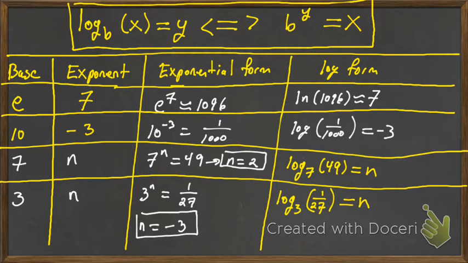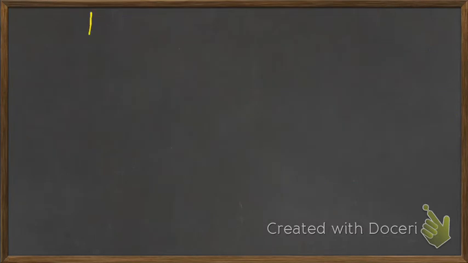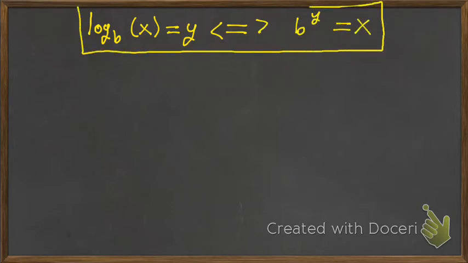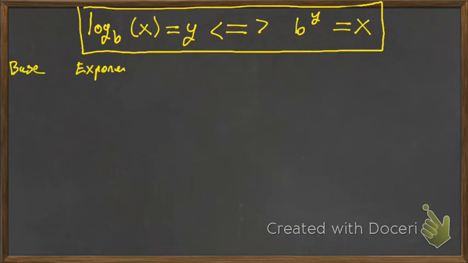Okay, so we're going to look at a couple more basic log equations here. So again, we're going to rewrite the same thing again. Log base b of x is equal to y is equivalent to b to the y power is equal to x, so that's our conversion between log and exponential form. We're going to make the same table with the base, the exponent, the exponential form, and the log form.